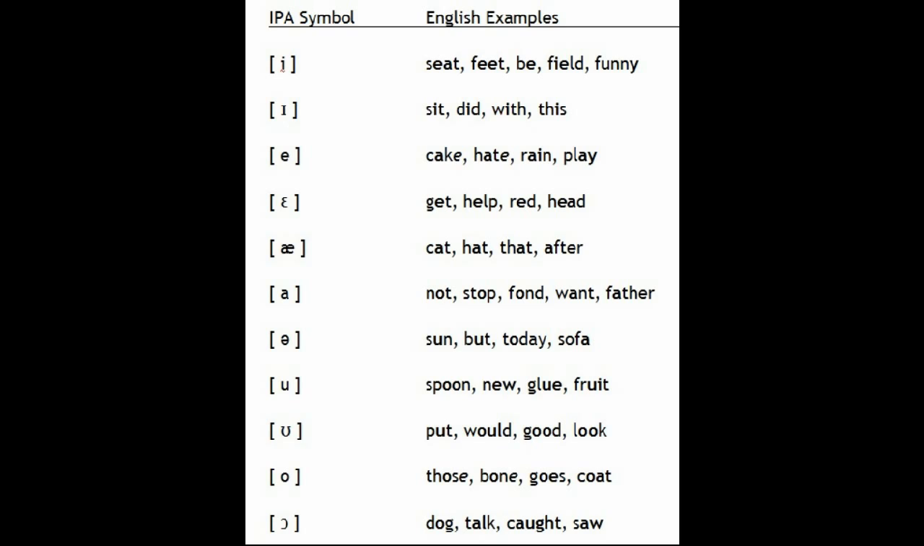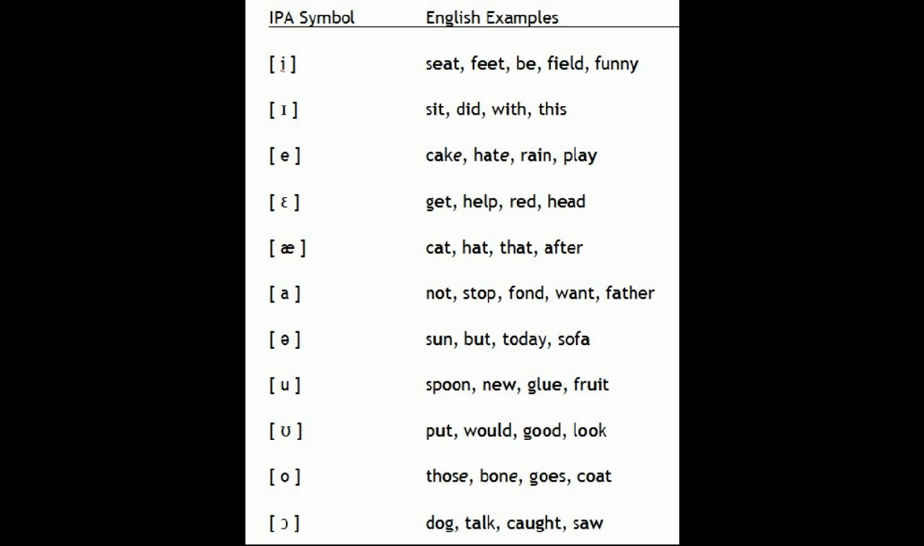Next one, which is a difficult one. Sit, did, with, this. Sit, did, with, this. Now we know what sound that is. It's a sound which is very difficult for a lot of people to make. They usually say seat, did, with, and these. But we don't want to say seat, did, with, these. We want to say sit, did, with, this.